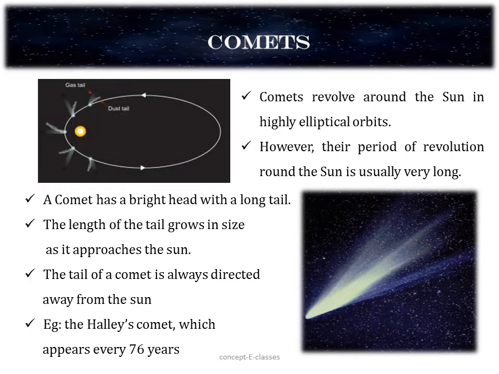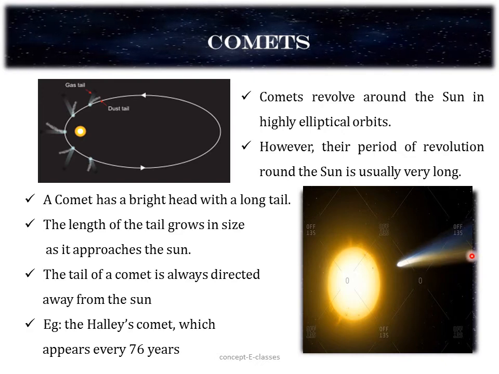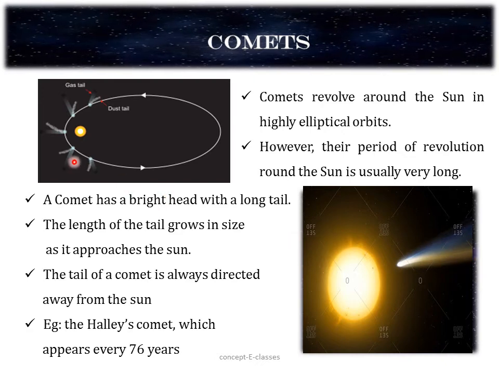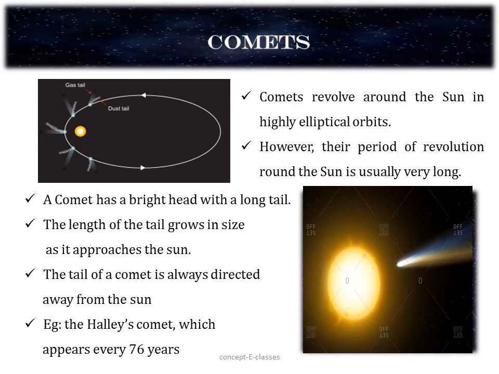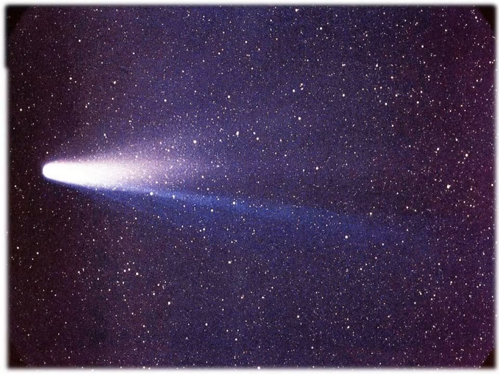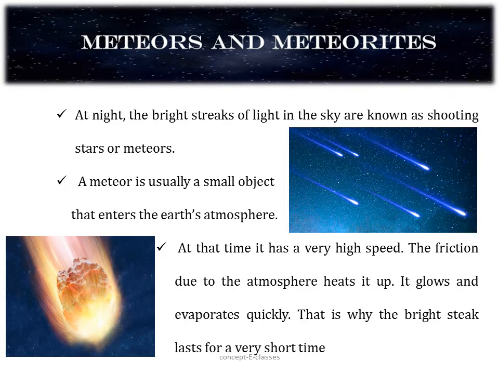And this produces a visible atmosphere that we generally call a tail. Now, the tail grows in length as the comet approaches the Sun. And the tail of a comet is always directed away from the Sun. Now one example of a comet is Halley's comet. This comet appears after nearly every 76 years, and it was last seen in 1986. Now let's see what are meteors and meteorites.